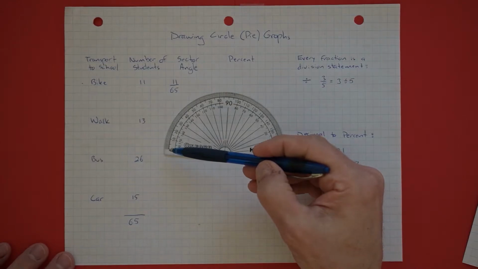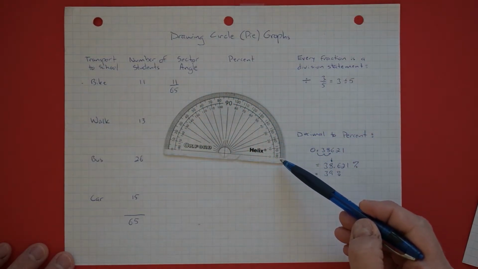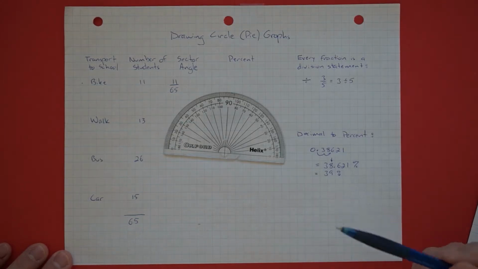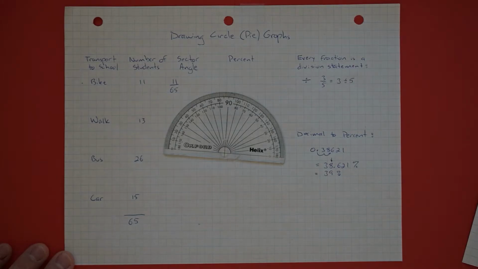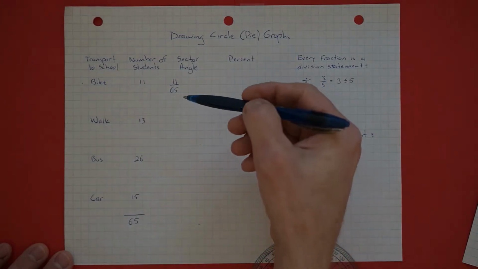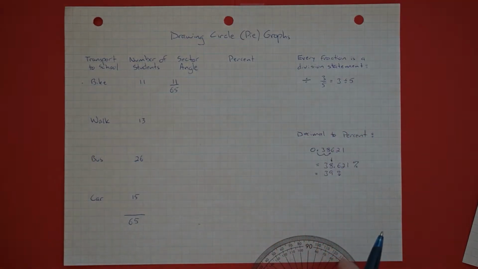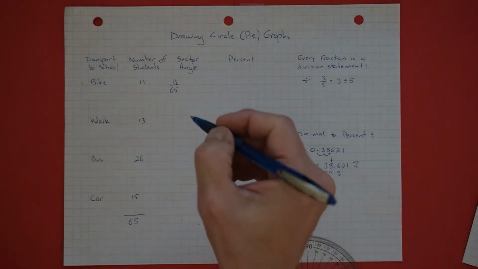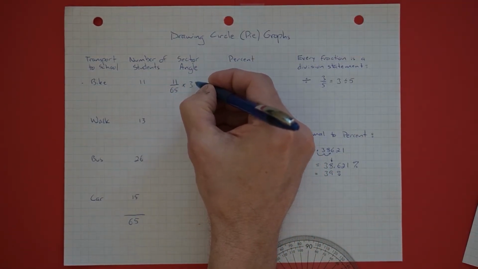Well, half a circle, you can see here, if you start at the 0 and come all the way around, half a circle is 180. So yeah, the full circle is 360 degrees around. So we can say that we want 11/65 of those 360 degrees in order to figure out the sector angle. So the full calculation is the 11/65 times the 360.